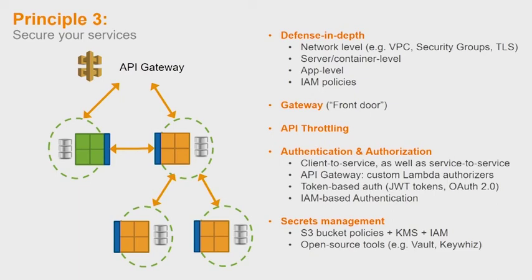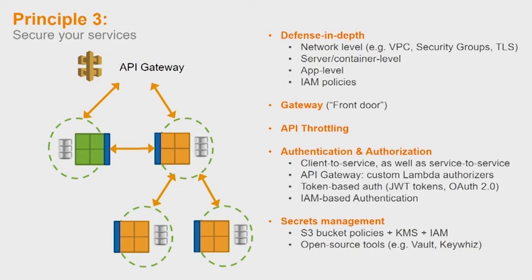And there are other features at the server and container level as well as the application level that you need to consider. And whenever possible, leverage a managed service like API Gateway as a front door for your microservice, because of the reason I mentioned before about API throttling. So API Gateway can protect your backend from being overloaded by traffic. And also API Gateway can help you prevent against DDoS attacks.